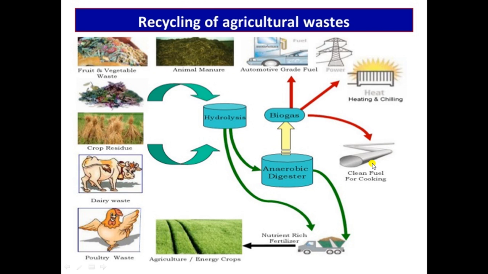Next, this biogas is used as cooking gas. Biogas is considered a clean fuel for cooking. It can be supplied to houses through a pipeline, and it will burn in your burner or your furnace for food cooking. So these are the uses of biogas.